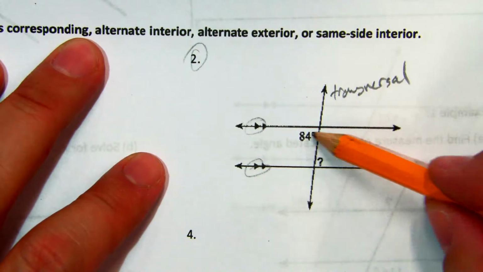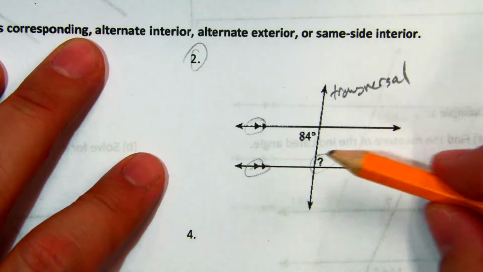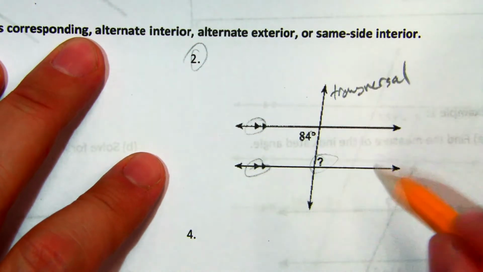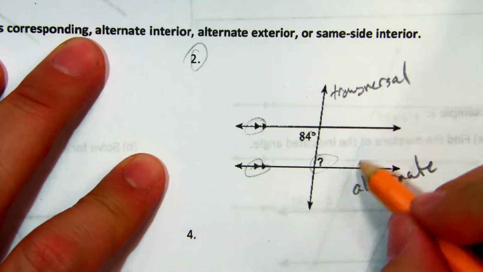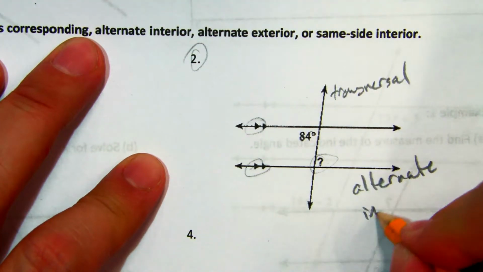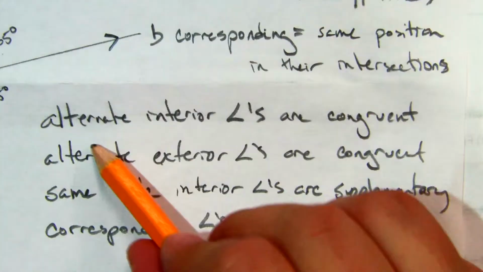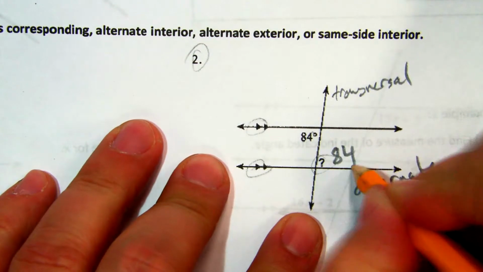Okay, now I've got 2 angles. Well, there are 2 ways to figure out what this angle is. One would be to say they're on opposite sides of the transversal, so they're alternate. They're inside the parallel lines, so they're interior. And if I check the sheet over here, you see alternate interior angles are congruent. So 84, this must also be 84.